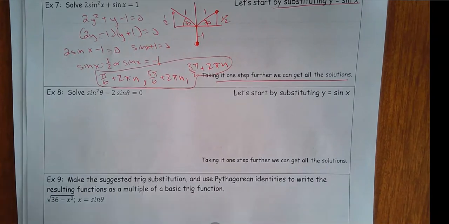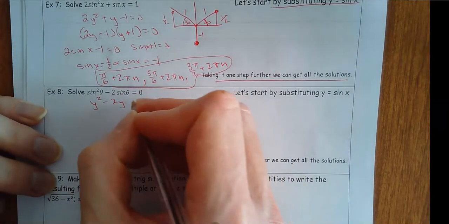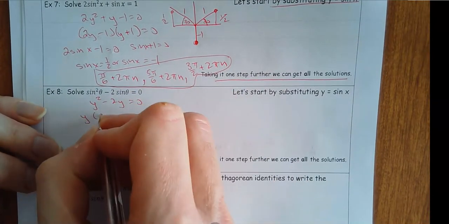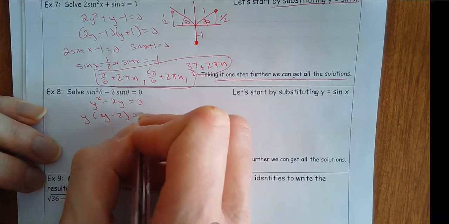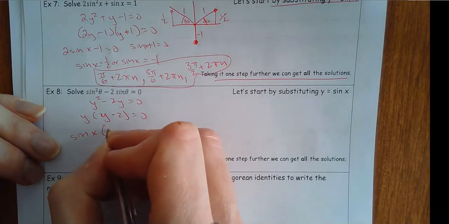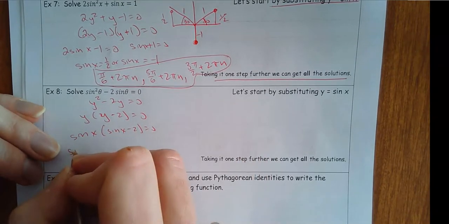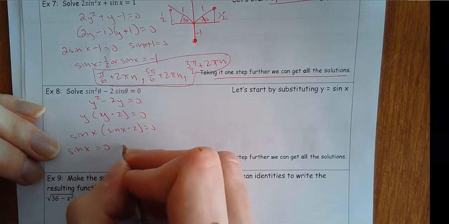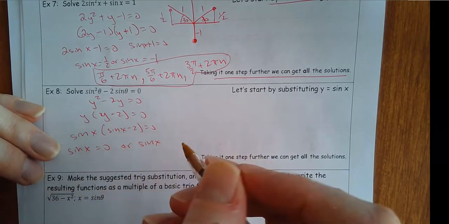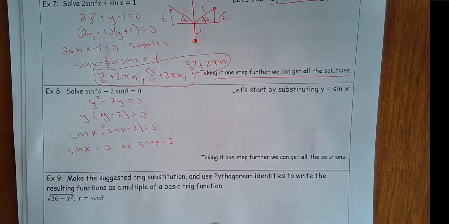It's up to you. But I'm going to, just for those of you who might help, so y squared minus 2y equals 0. Y times y minus 2 equals 0. Now plug it back in. So sine x times sine x minus 2 equals 0. That means sine x equals 0, or sine x minus 2 equals 0, which means sine x equals 2.